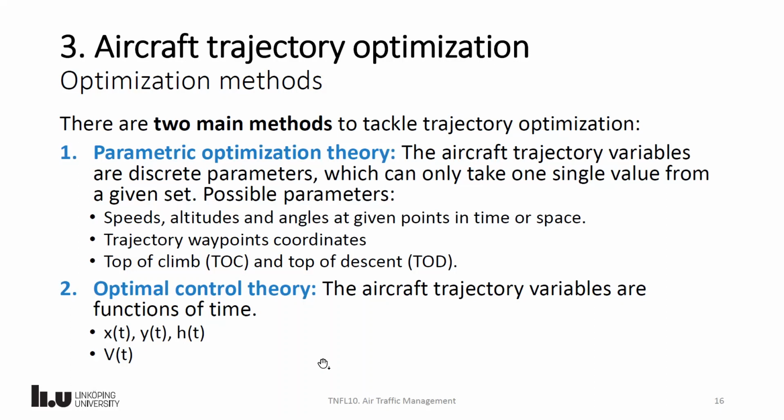Then we have the optimal control theory, in which we no longer have variables that can take one single value, but the output of our problem are functions of time. So using optimal control theory, we can obtain functions like the position of the aircraft or the aircraft velocity as a function of time, and thus they are the output of the optimization problem.